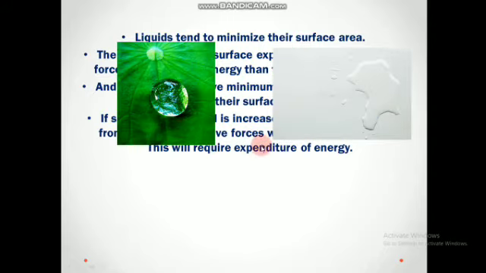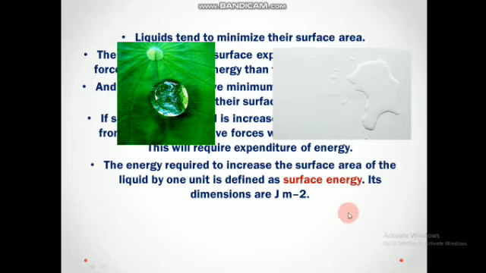So consider these two figures. Here it has a lesser amount of surface area. That is how liquids want it. And if we try to break the intermolecular forces between these particles to increase the surface area, this process needs some amount of energy. And that energy is known as surface energy. So the energy required to increase the surface area of the liquid by 1 unit is known as surface energy, and its dimensions are joules per meter squared, J m^-2.